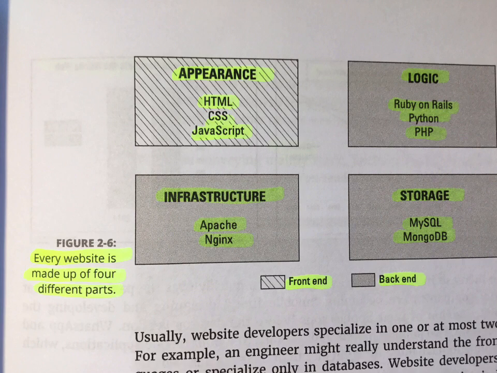Technical stuff. The rare website developer proficient in all 4 categories is referred to as a full-stack developer. Usually, smaller companies hire full-stack developers, whereas larger companies require the expertise that comes with specialization.